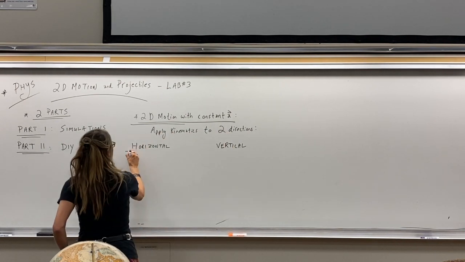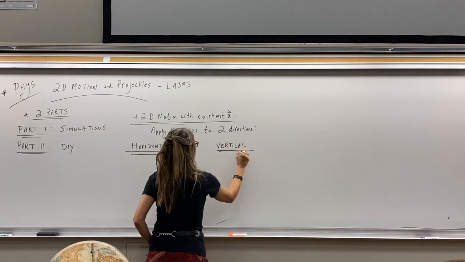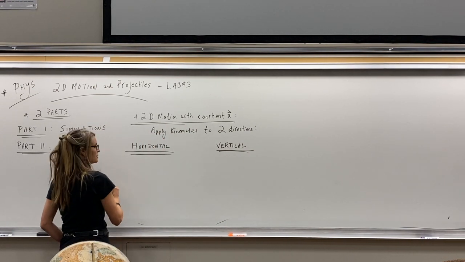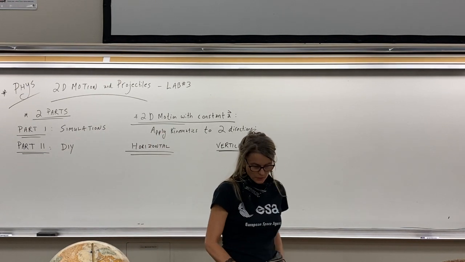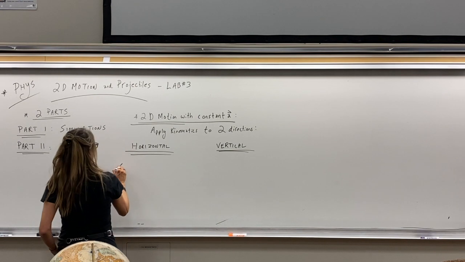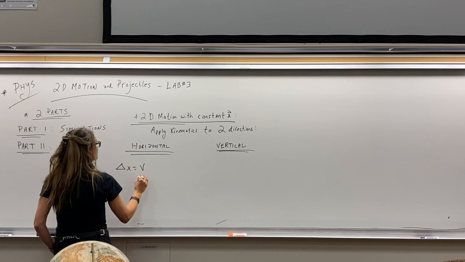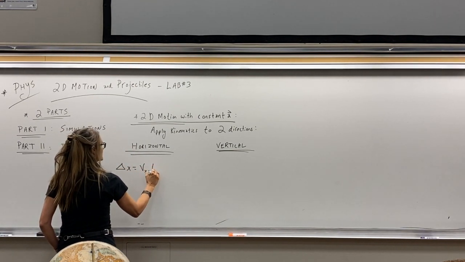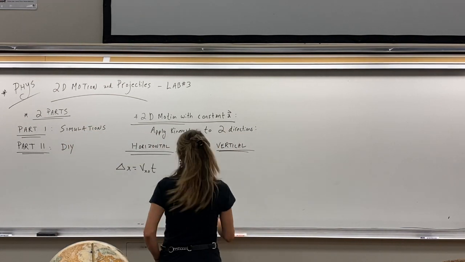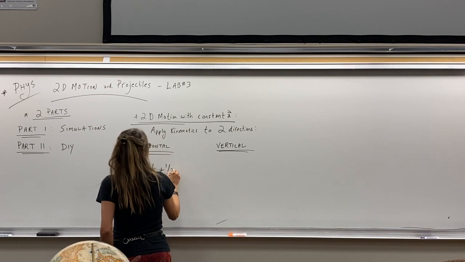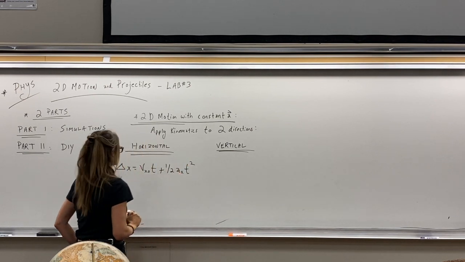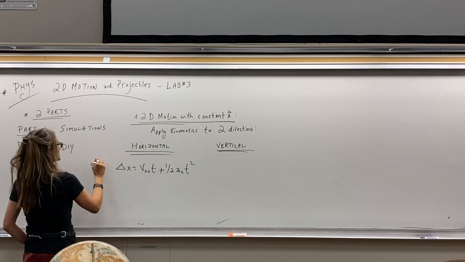Okay, so it's a good idea to list your components and get your notation straight. So for horizontal components of motion, we could start with any one kinematic equation, like delta x equals Vx naught t plus 1/2 a_x t squared. Okay? So that's one of your kinematic equations.